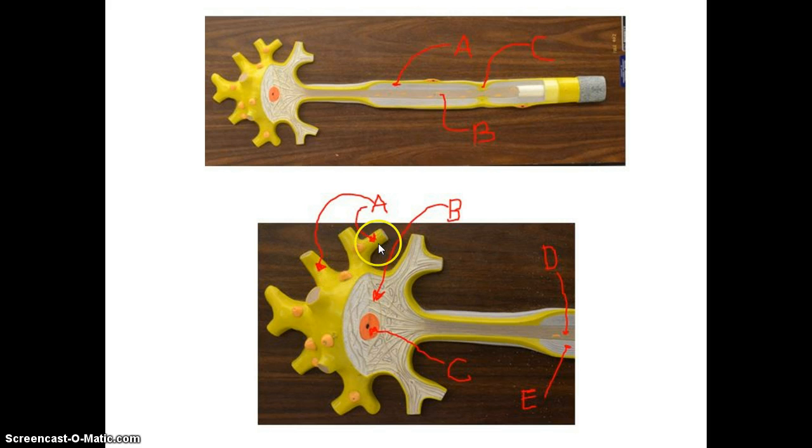So again, on this one, dendrites. Remember, these little things are actually the ends of other neurons, and there's a synapse there, so don't let these confuse you. So dendrites here, these extensions, cell body, nucleus, here's your axon, and then there's your myelin sheath, and then again up here you can see the nodes of Ranvier.